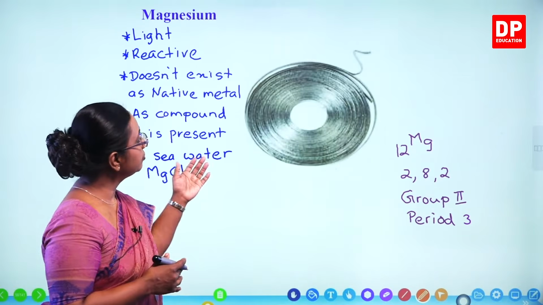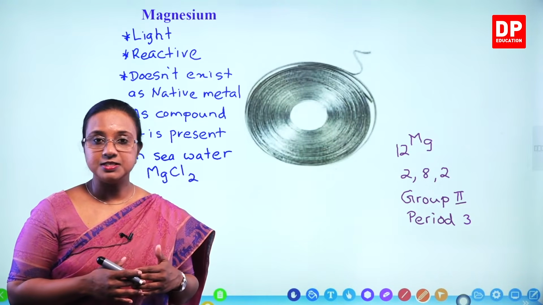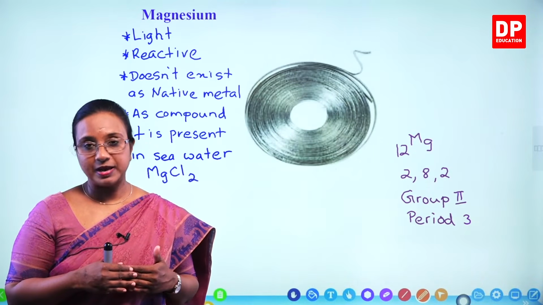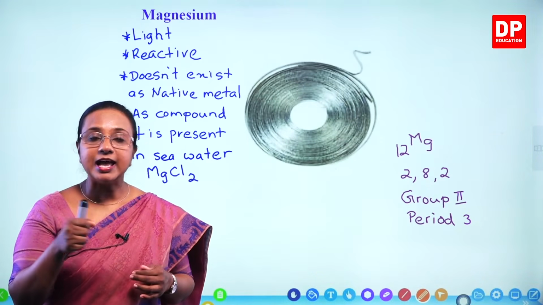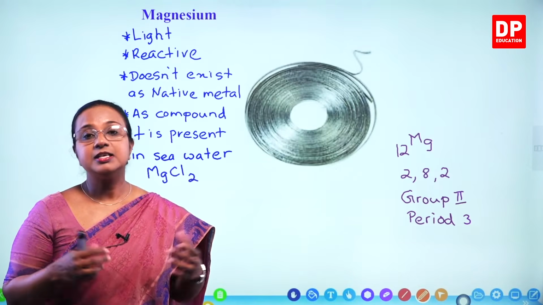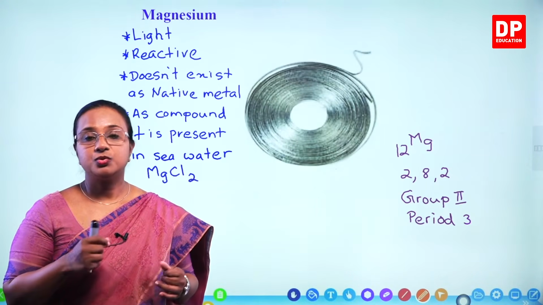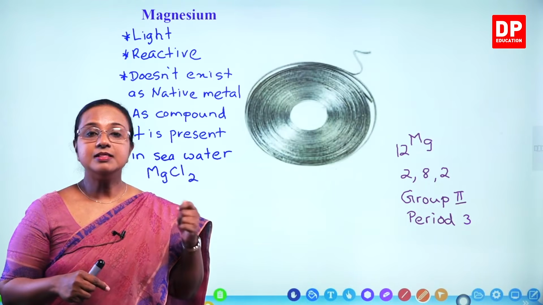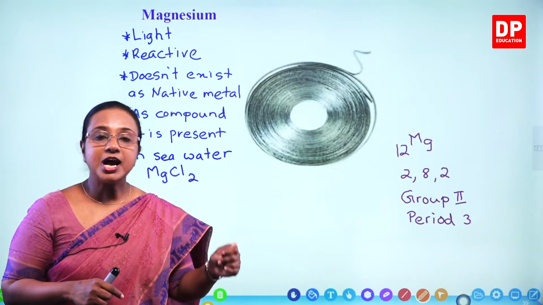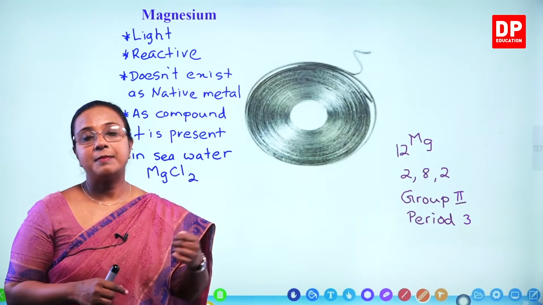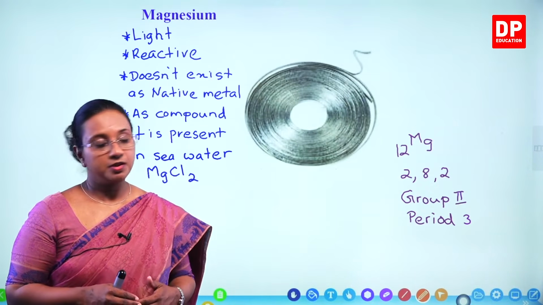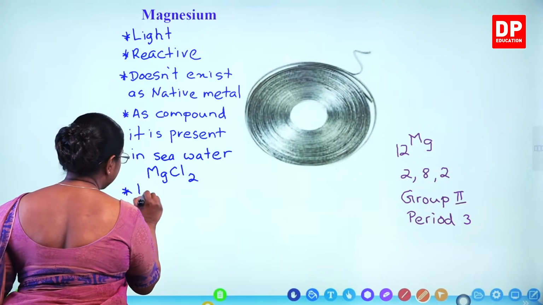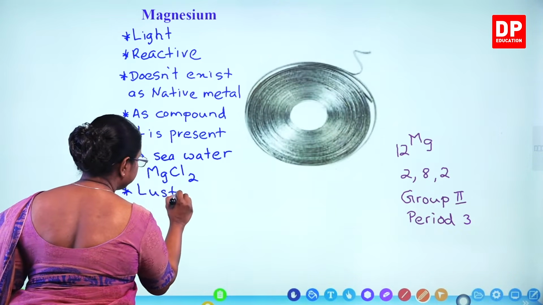Whenever we need to use magnesium for an activity or for some purpose, we can take a piece of the magnesium strip and we can clean it using a sandpaper. So, with the sandpaper, we can remove the oxide layer. Then you will get the shiny, lustrous magnesium strip. So, it does have metallic luster.